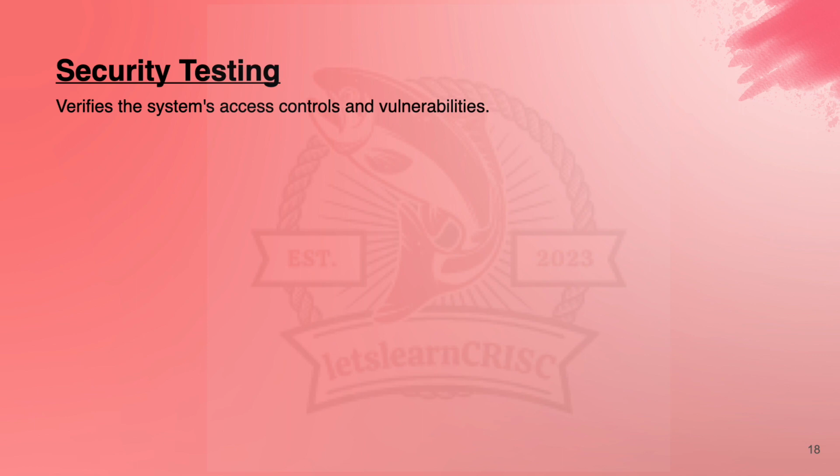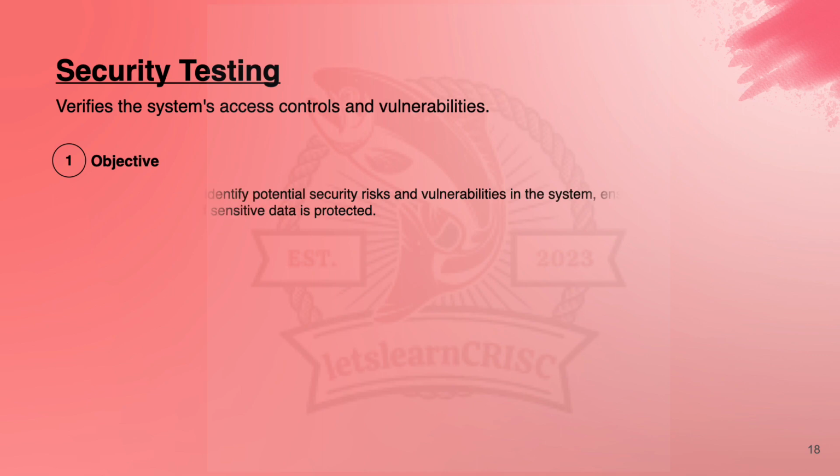Next is security testing, that verifies the system access control and vulnerabilities. First is about the objectives. Friends, security testing involves the systematic examination of a system to uncover potential risks and vulnerabilities that could be exploited by a malicious actor. One of the primary goals of security testing is to ensure that the system has robust access control in place, preventing unauthorized users from gaining entry.